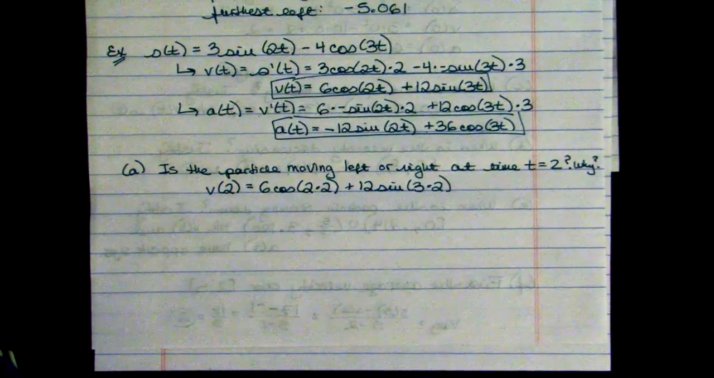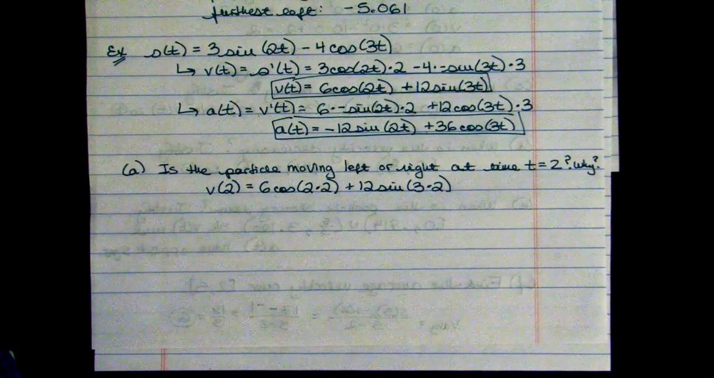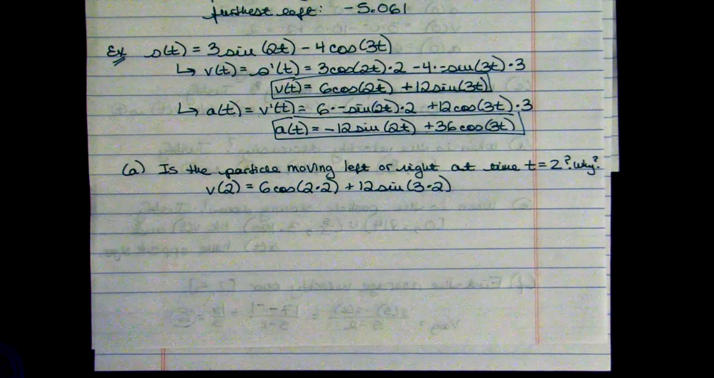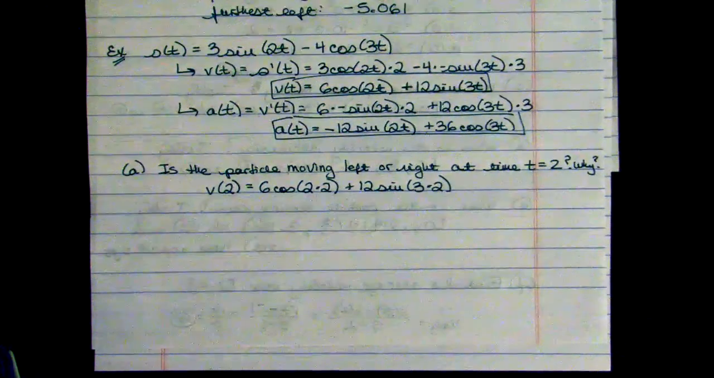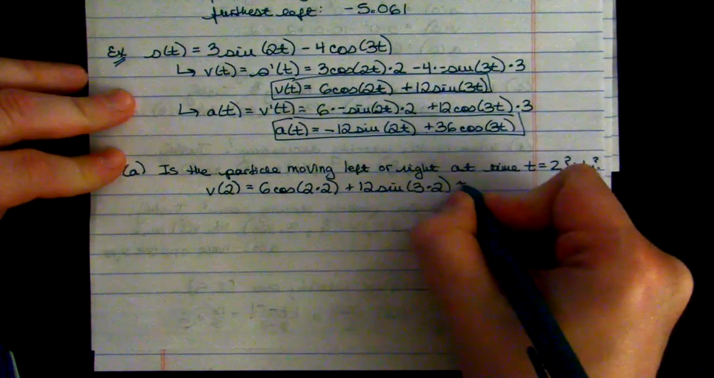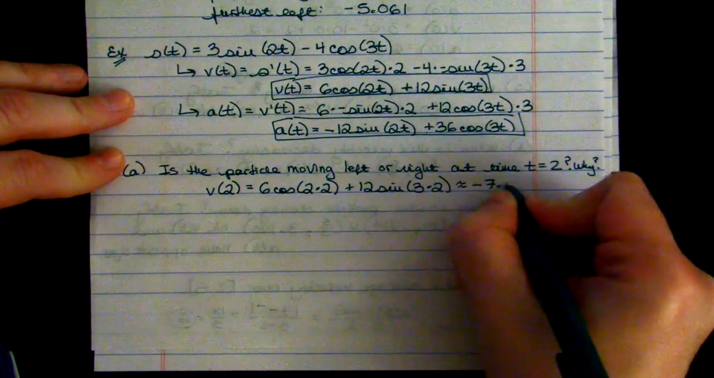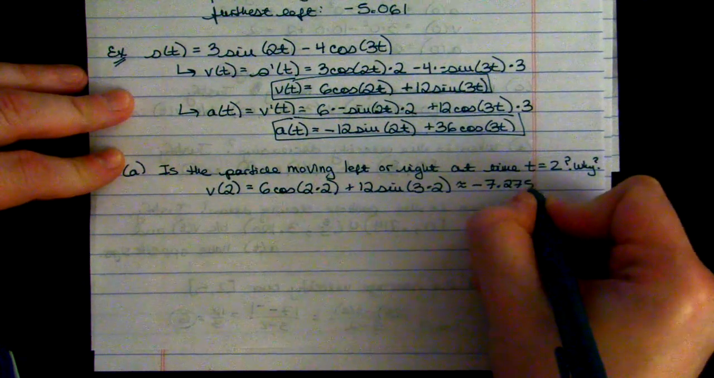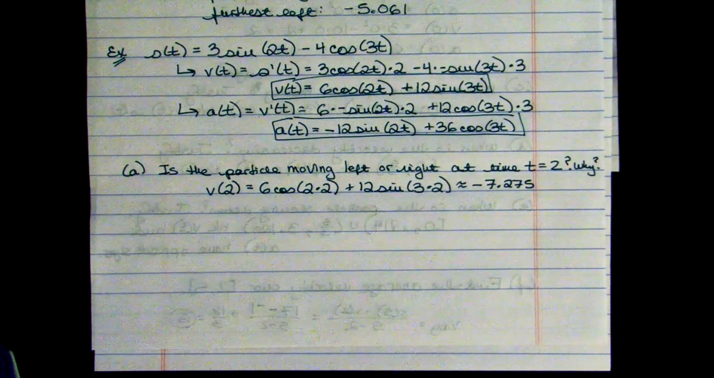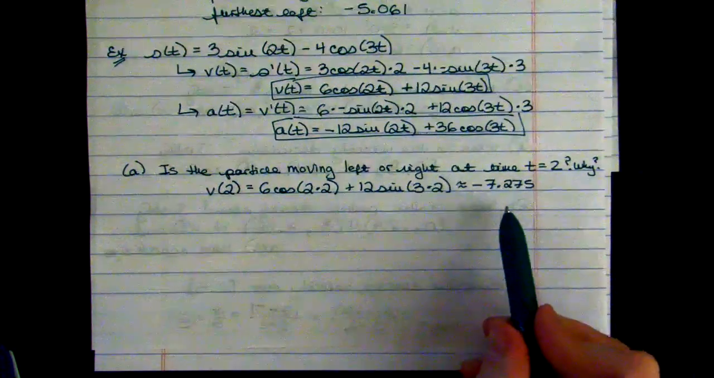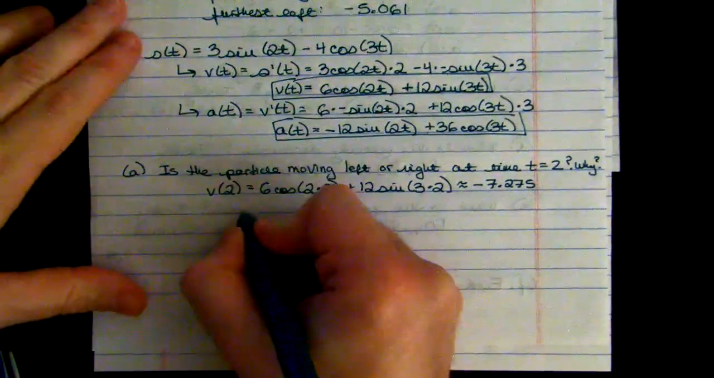Okay, I'm going to make sure I'm in radian mode. I'm going to do 6 times the cosine of 4 plus 12 times the sine of 6. I am getting negative 7.275. So am I moving left or am I moving right? Since my velocity is negative, I'm moving to the left.